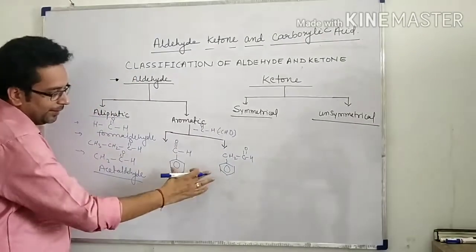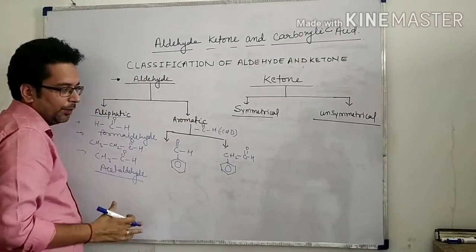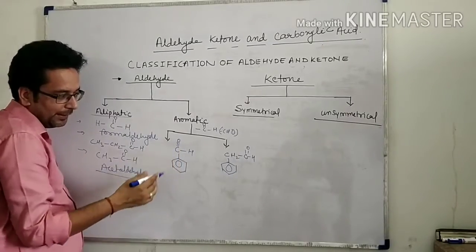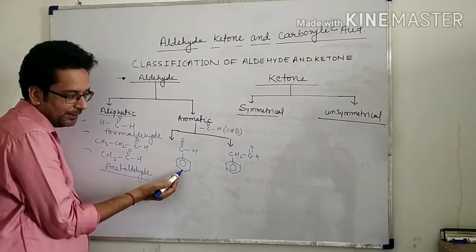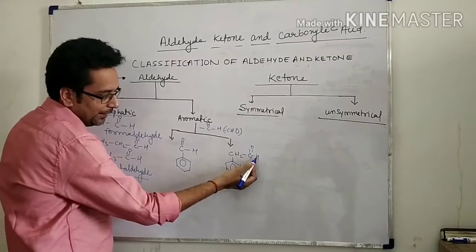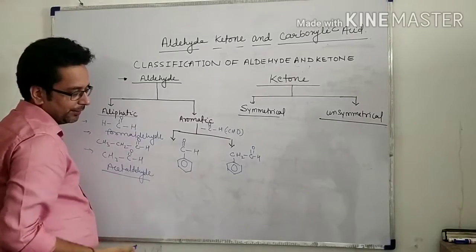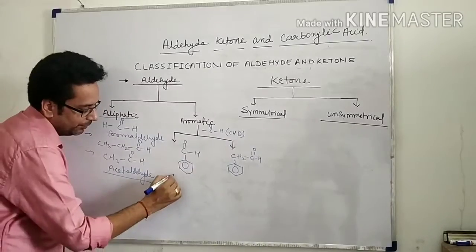Now compare these two aromatic aldehydes. In this case the CHO group, that is the aldehydic group, is directly attached with the benzene ring, whereas in the other the CHO group is not directly attached with this benzene ring. The name of this compound is benzaldehyde.